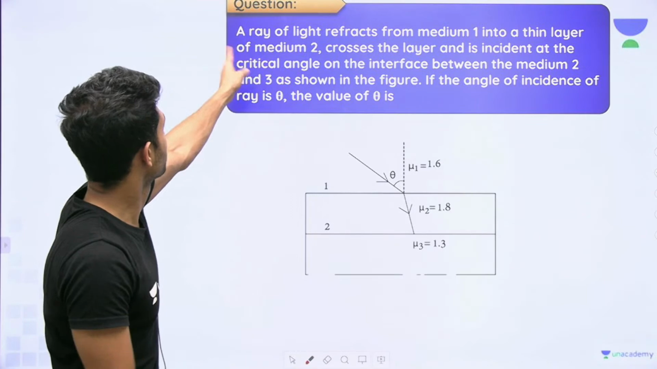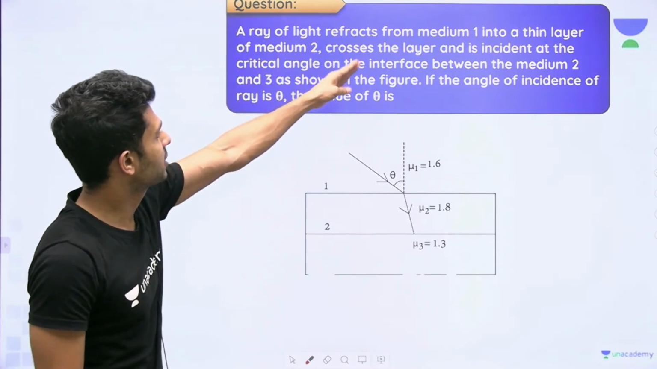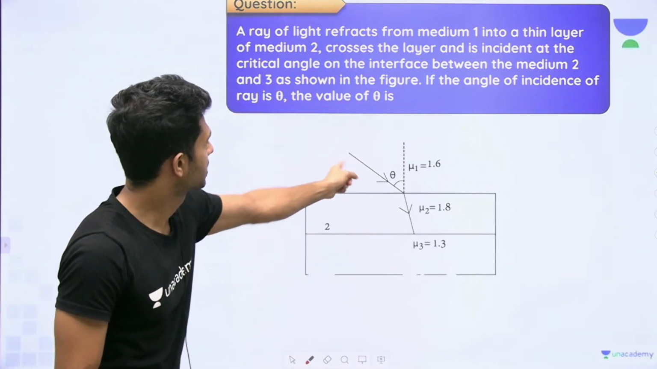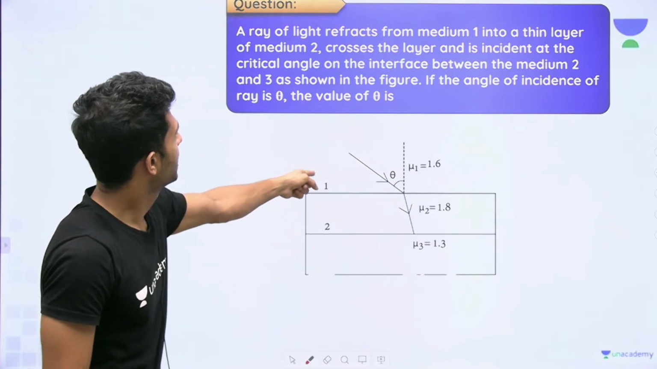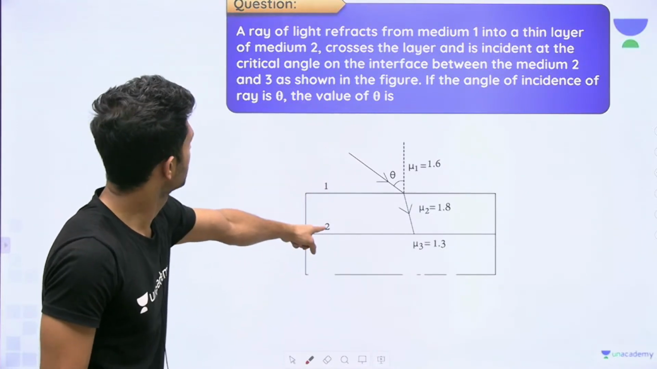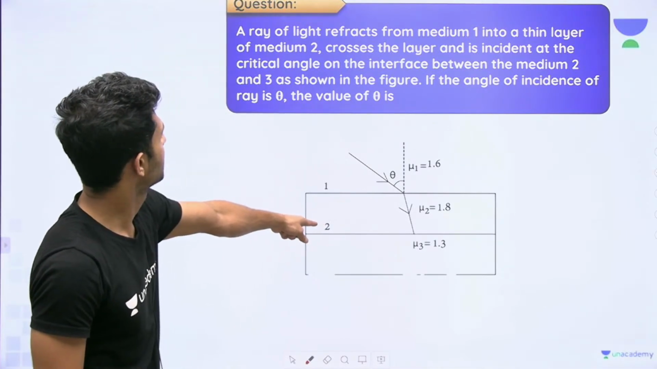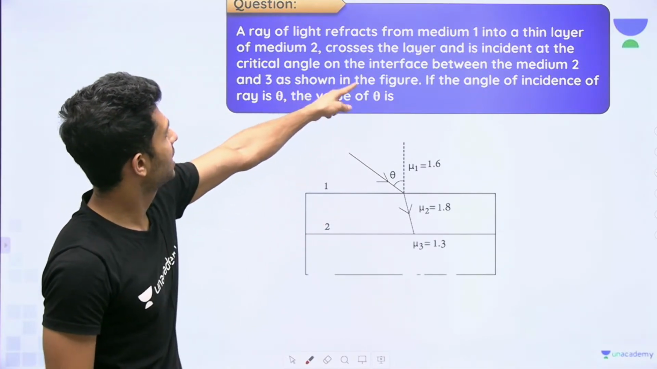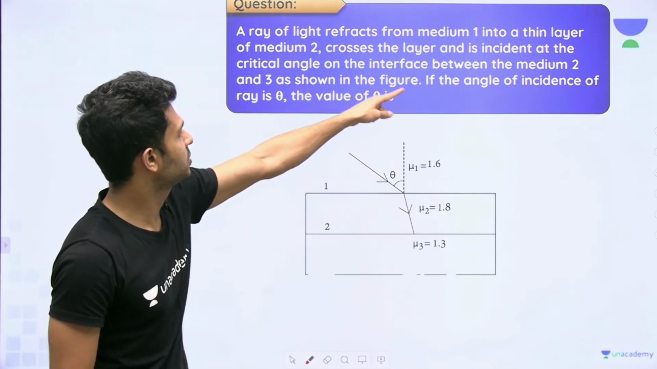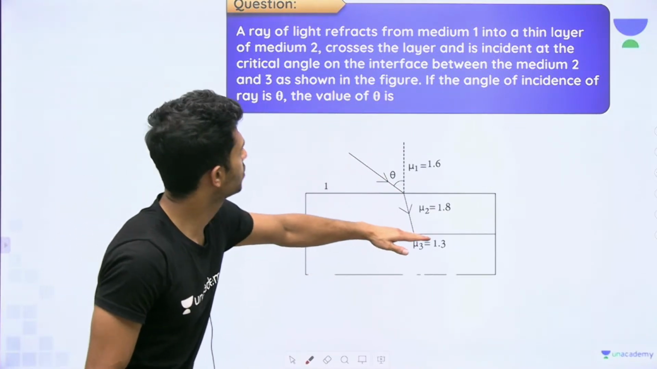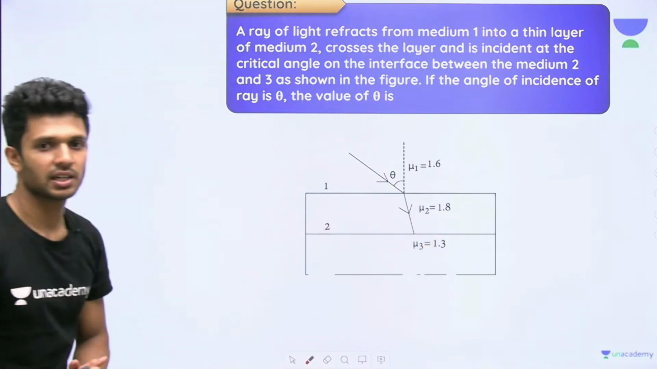Okay, great. A ray of light refracts from medium 1. This is medium 1, the first medium, into a thin layer of medium 2, across the layer and is incident at the critical angle on the interface between medium 2 and medium 3. Okay, understood?